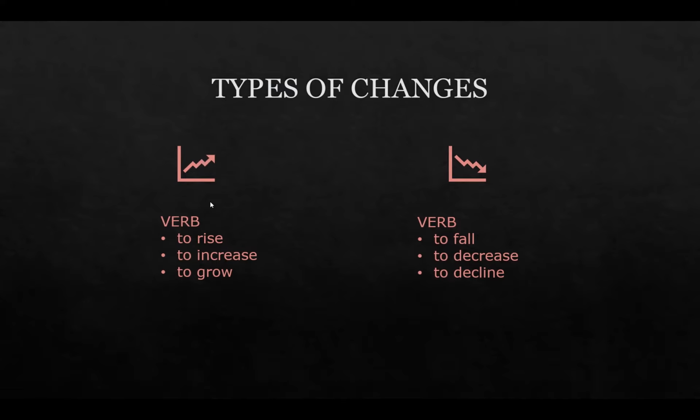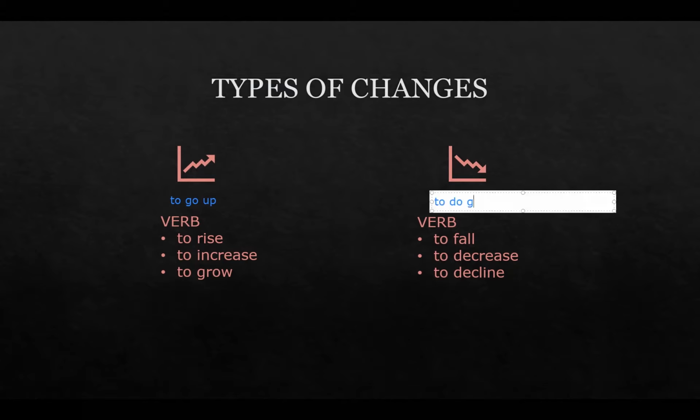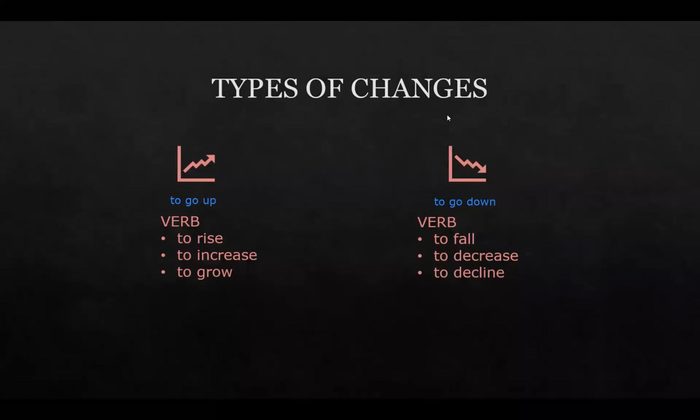You can also say to go up. So to go up, there is to rise, to increase, to grow. And to go down is to fall, to decrease, to decline. Yeah, three words each. I think it's not too difficult. If you can pause for 1 minute and note down, it will be helpful.